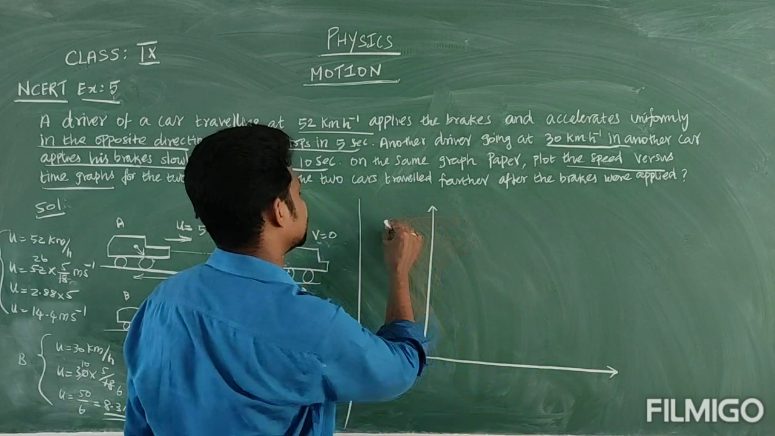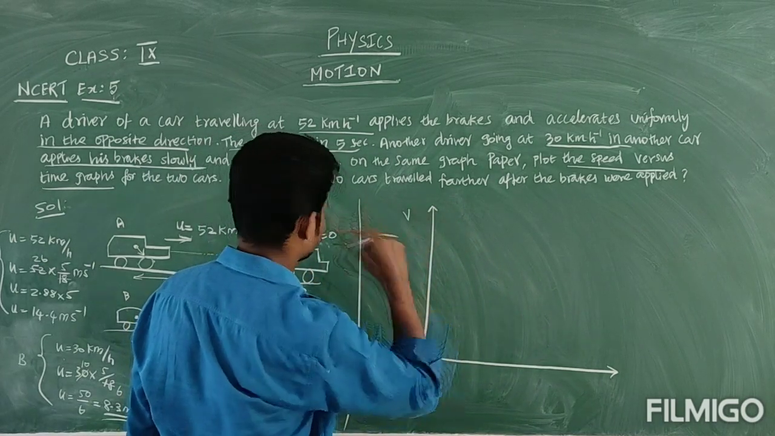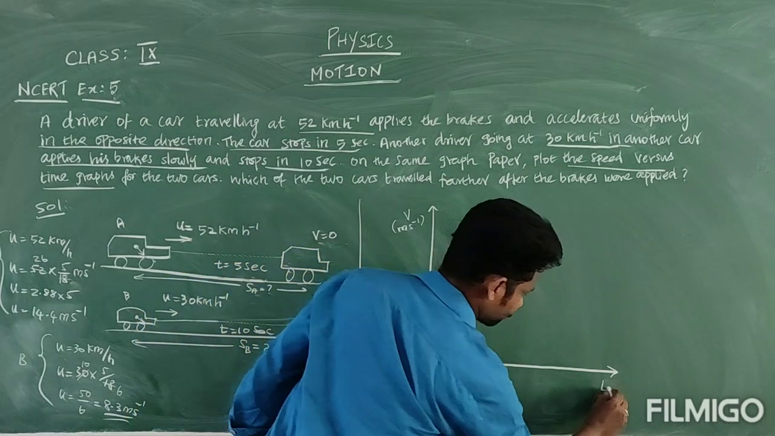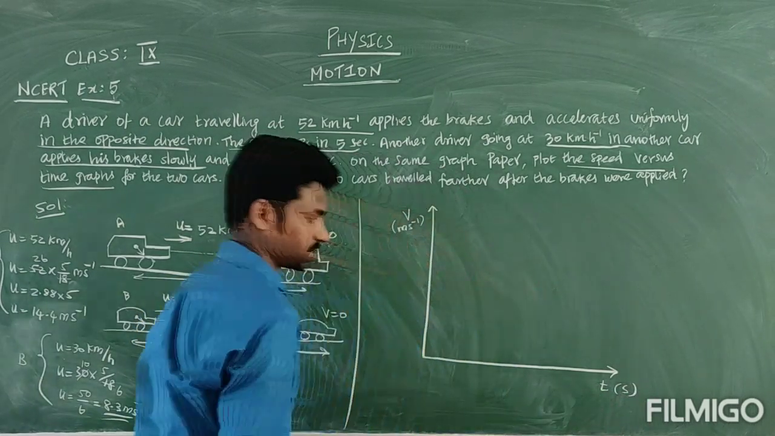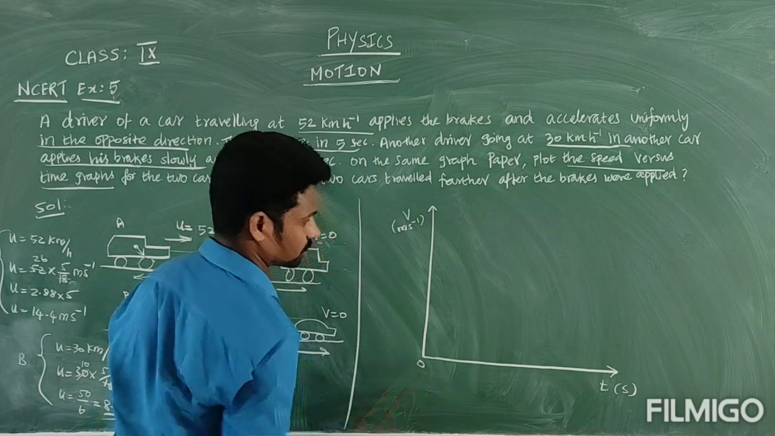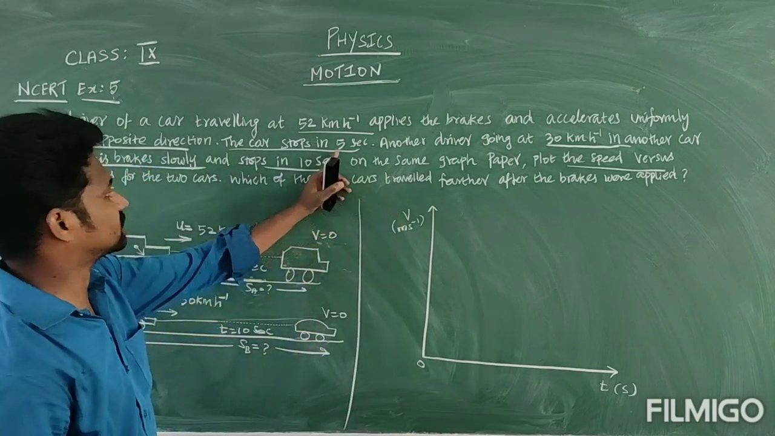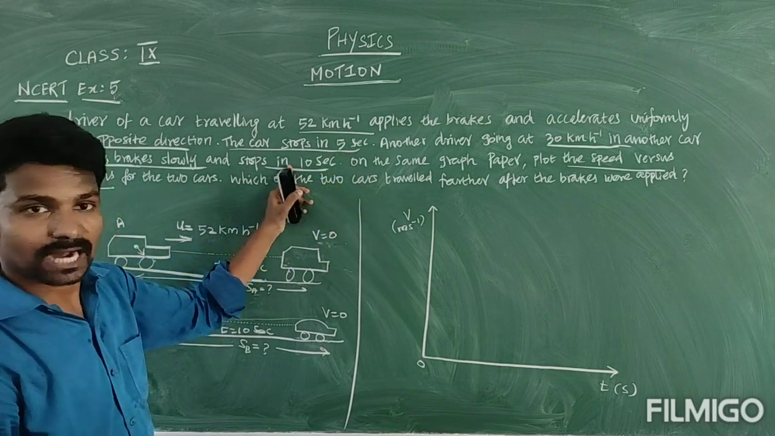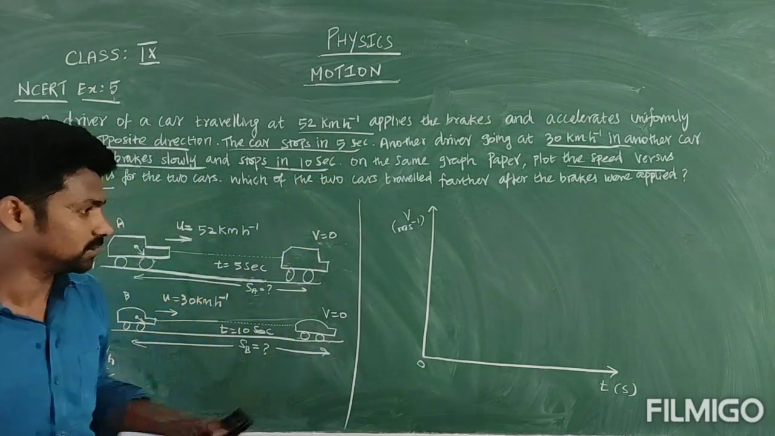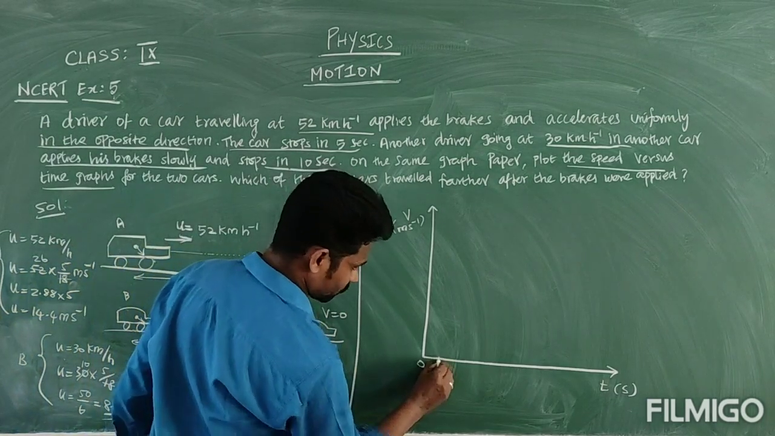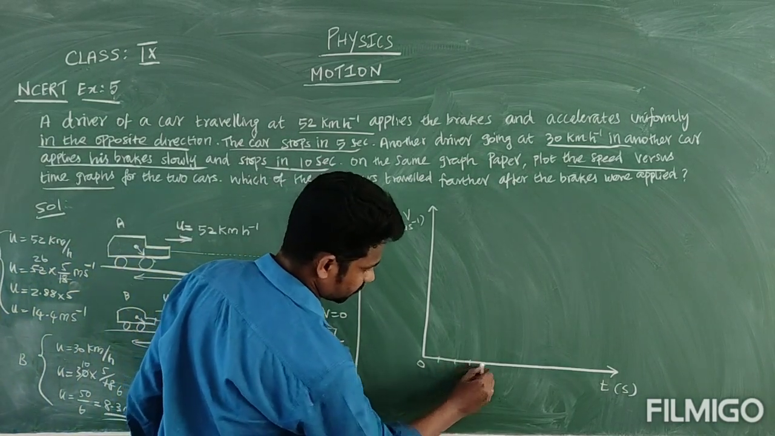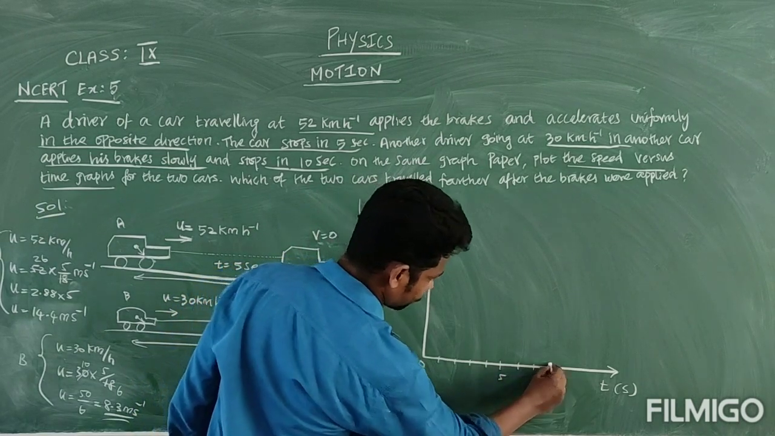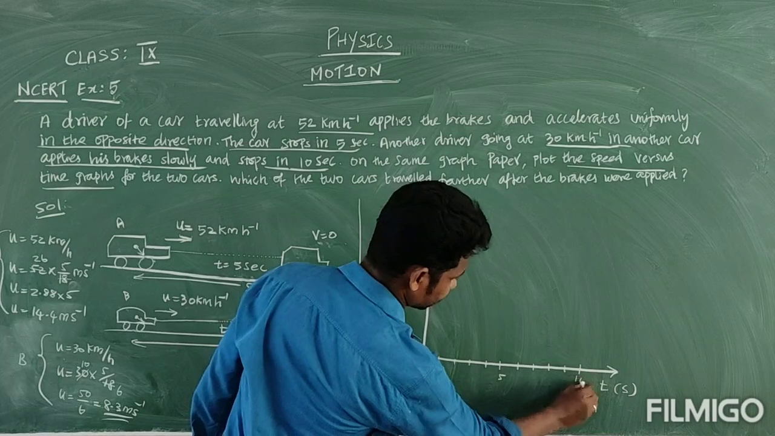Here speed V in meter per second, then here time in seconds. Its origin is 0. You know that the first car travels 5 seconds after applying the brake, and the second car travels 10 seconds after applying the brake. So better I'll take 1 second: 1, 2, 3, 4, 5, 6, 7, 8, 9, 10.